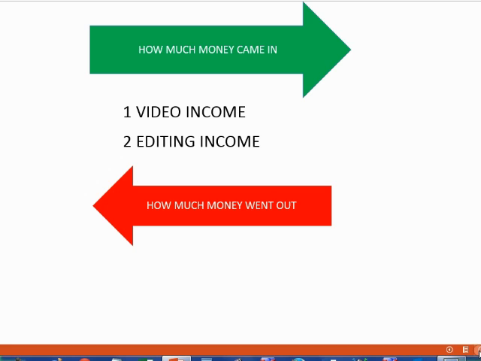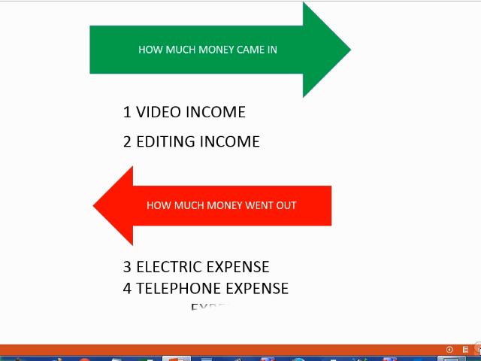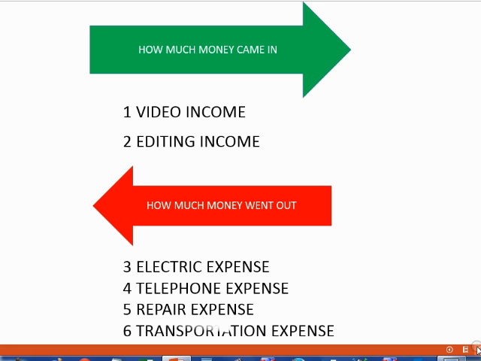He would have to find the total of each of the expenses that he has. He would have to find the total that he paid for electricity, plus the total that he paid for telephone, plus the total that he paid for repair, and of course, plus the total he paid for transportation. And if he added up these four expenses, he would know the total money that went out.